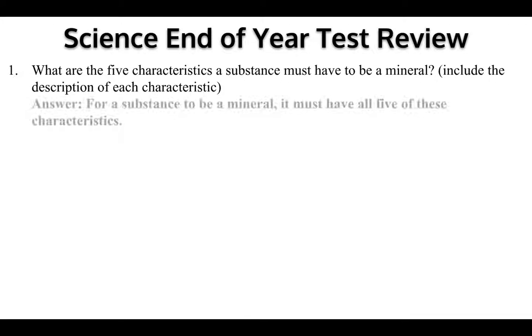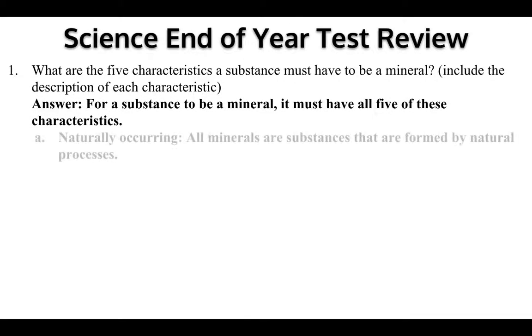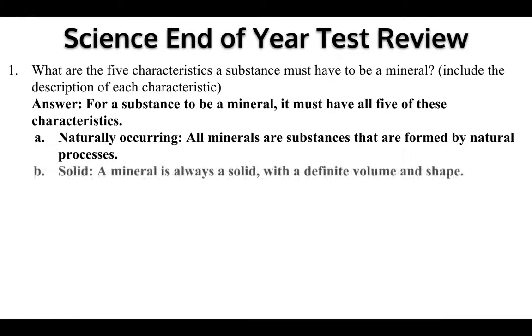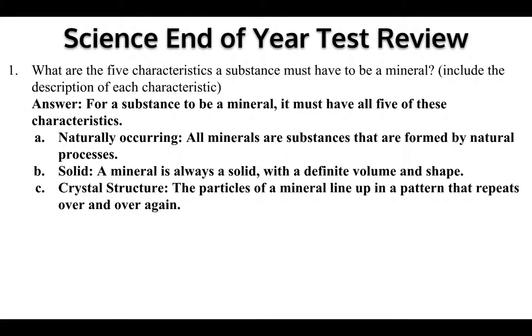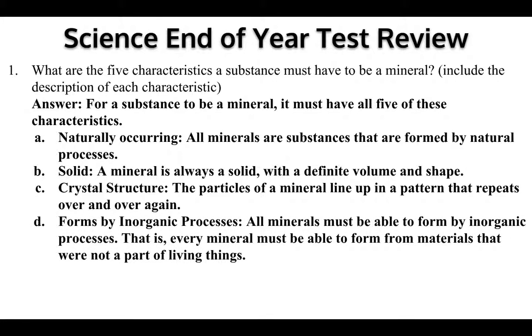Again, it must have all 5 of these characteristics in order to be a mineral. Okay, it has to be naturally occurring. That means all minerals are substances that are formed by natural processes. Has to be solid, cannot be liquid. Minerals always have to be a solid with a definite volume and shape. Crystal structures: the particles of a mineral line up in a pattern that repeats over and over again.